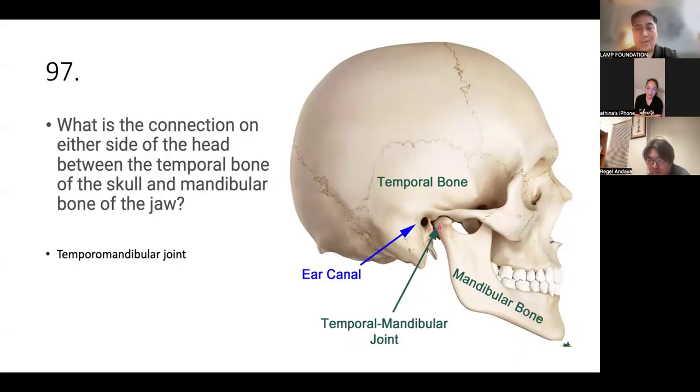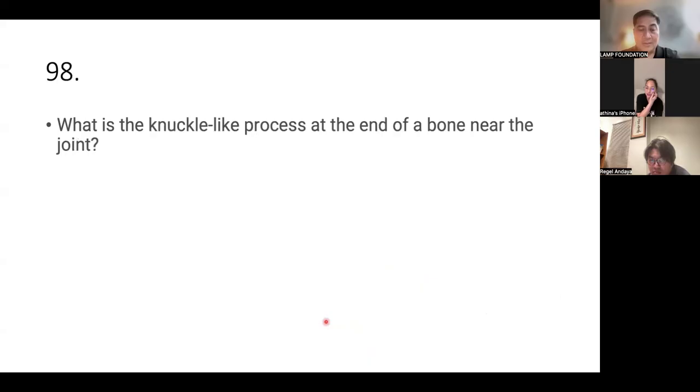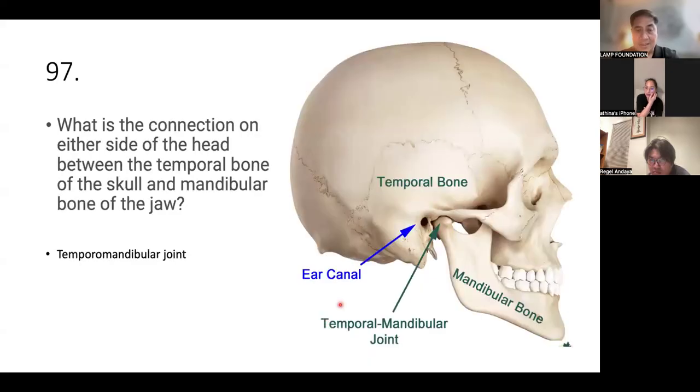Now, are you familiar with TMJ? The pain, the aching. We can actually treat that using acupuncture. It's connected to lockjaw, Doc? Yes, yes. So you have to relax it. You should know the points.